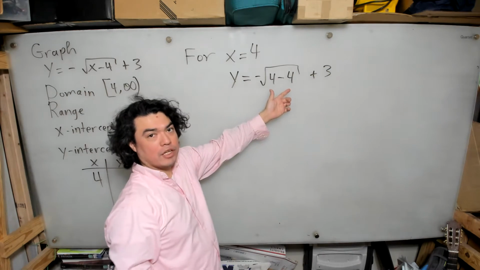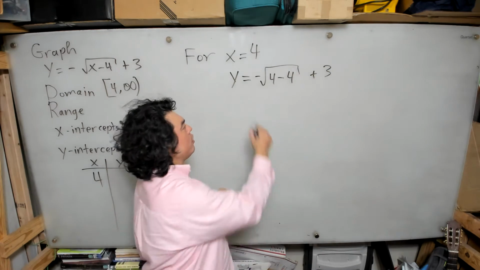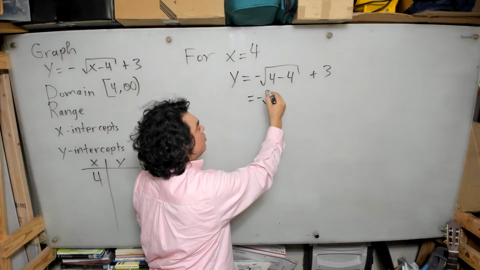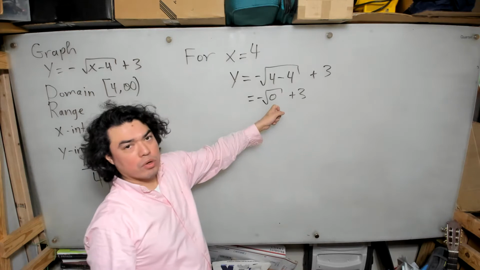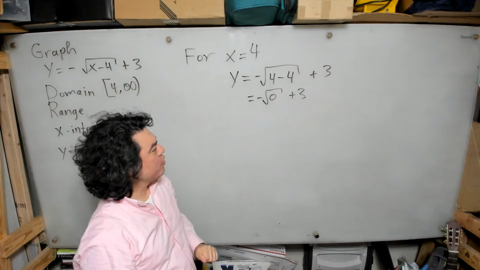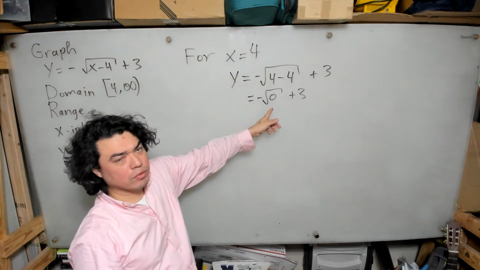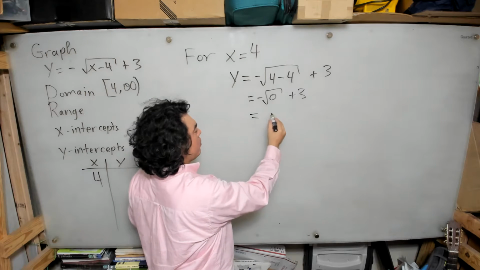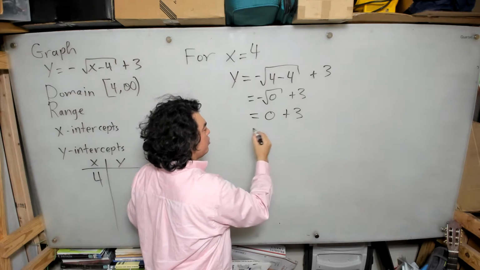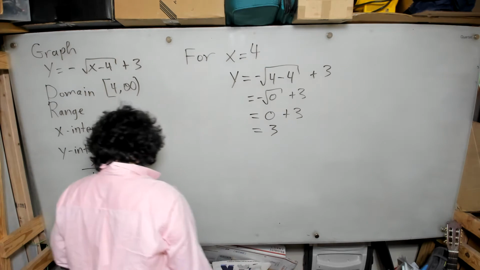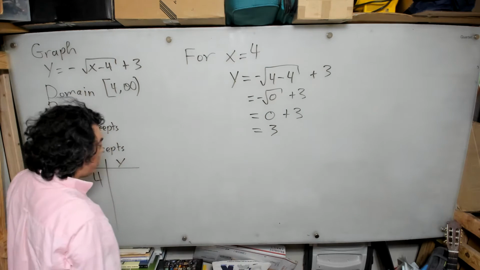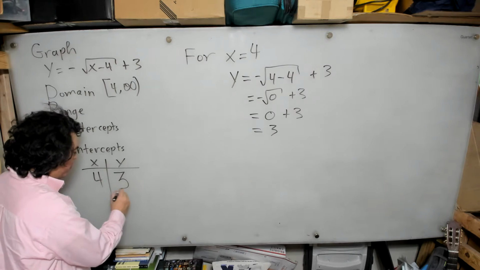Now, what is 4 minus 4? 4 minus 4 is 0. So I'm going to have negative square root of 0, plus 3. What is the square root of 0? The square root of 0 is 0. What's the negative of 0? It's just 0. Plus 3, and what's 0 plus 3? 3. So I know that the corresponding y value here is 3.